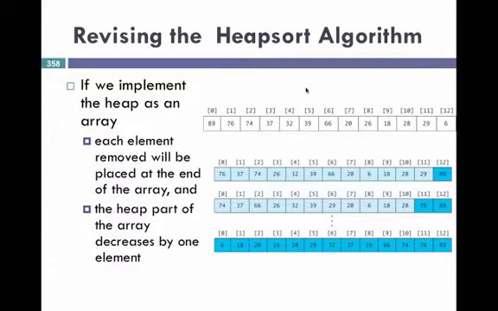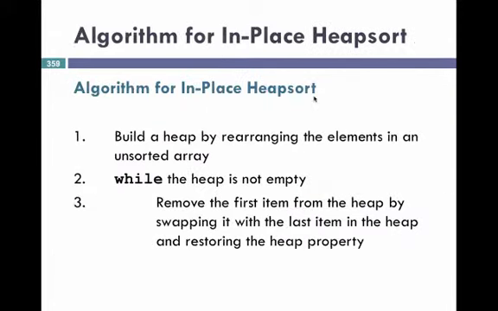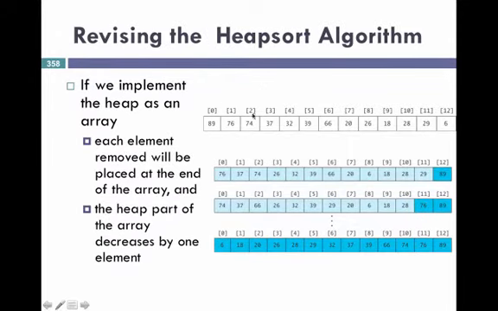Now remember, if we implement the heap as an array, then each element removed will be placed at the end of the array, and then the heap part of the array decreases by one element. So if we started with 89 as the largest, and we swap it with 6, 89 goes here. Once we readjust our heap, 6 gets moved to this location, and then we take 76 and place it near the end. And then the light blue is our heap. And so we just continue doing that until eventually everything is in sorted order.